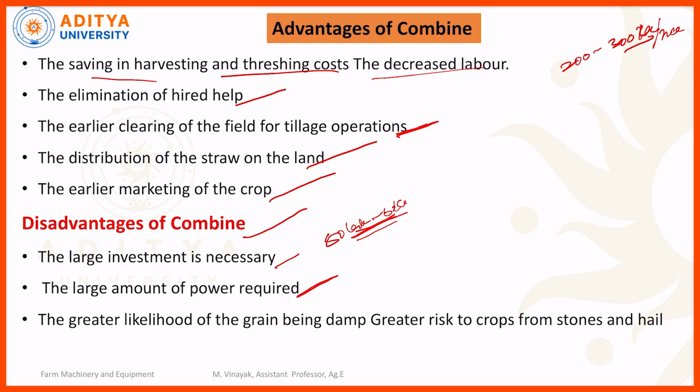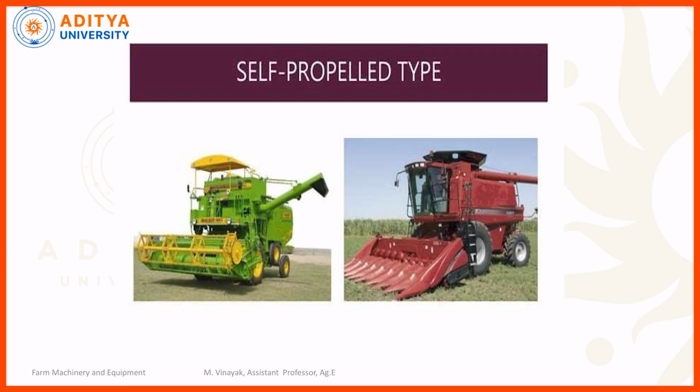Next one is the greater likelihood of the grain being damaged, with greater risk to the crop from stones and hail. If the field contains stones as well as hail, in that situation we cannot operate the combine harvester easily. If the field is in uneven condition, in that situation we cannot operate the combine harvester effectively. Let us look at the next slide.